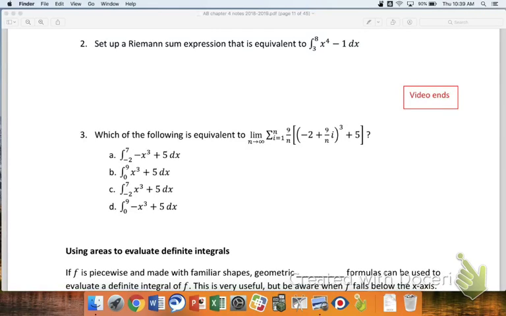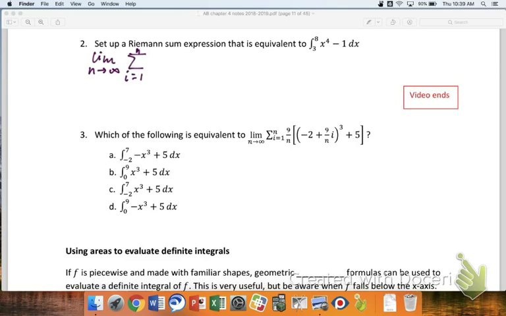All right, so the easy part would be the limit and the sigma, because the reason why that's easy is because it's always there, right? There's no mystery about that. So it's going to be limit as n heads towards infinity of sigma from i equals 1 to n. So we should all have that. That's going to be common for all of these.